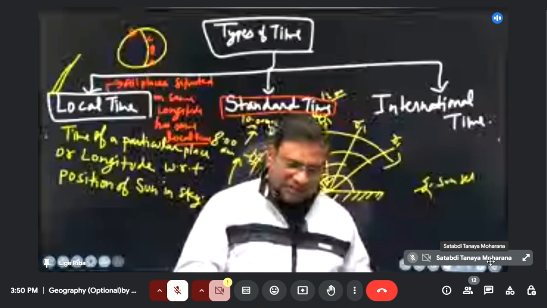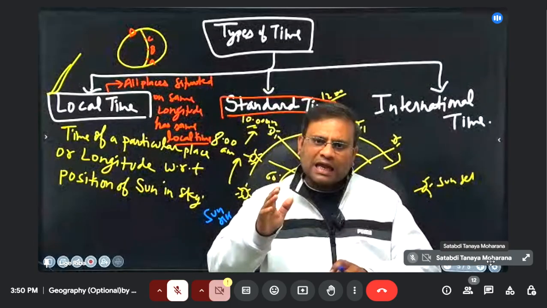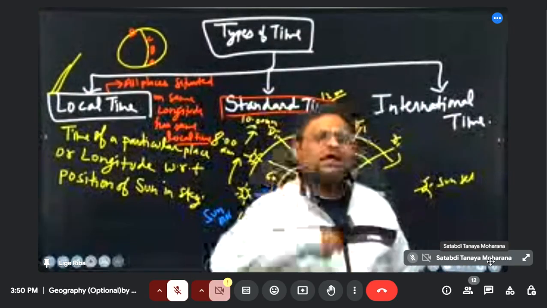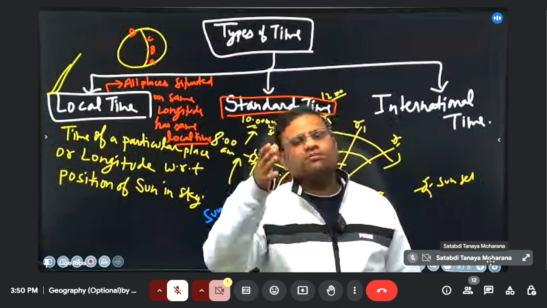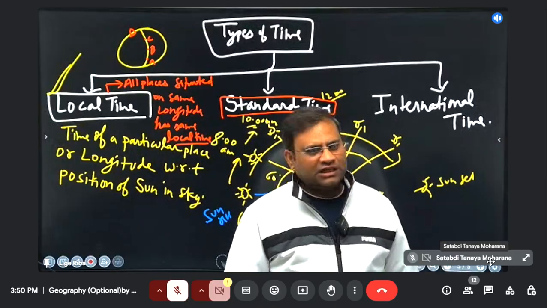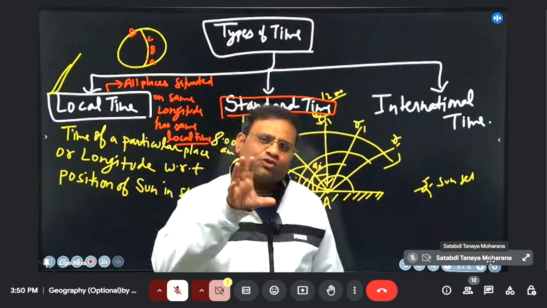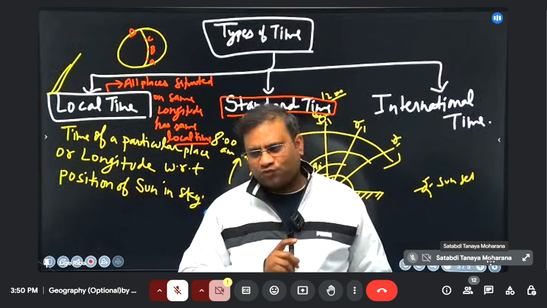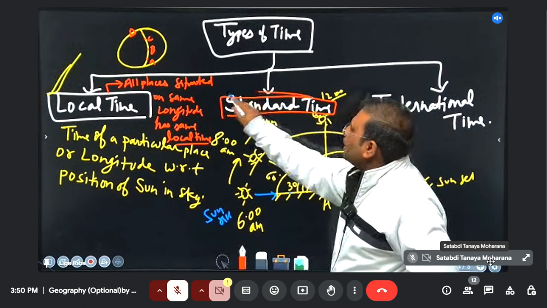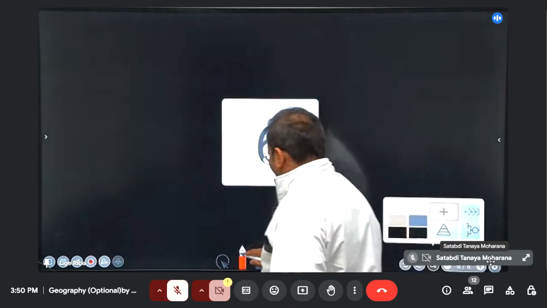So if each and every person starts doing time calculation with respect to their own position, then n number of times will come into existence. So how to follow the government's directions? It will create time confusion for the inhabitants of one country. So from here comes the concept of standard time, right? Let's see what standard time is.